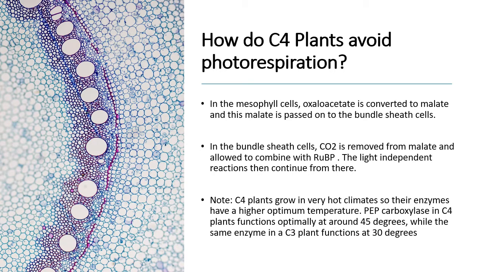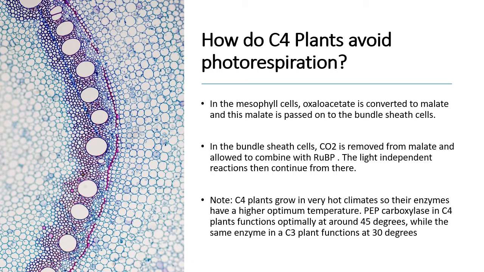And now, once that oxaloacetate is formed, it is converted to malate. Malate is also still a 4-carbon compound, if I remember correctly. And malate is the one that is then able to travel to the bundle sheath cells where rubisco and RuBP are being hidden. When malate gets into the bundle sheath cells, it is decarboxylated, which means CO2 is removed from malate and then added to RuBP, and rubisco is allowed to catalyze the reaction. And from there, the Calvin cycle can then continue.